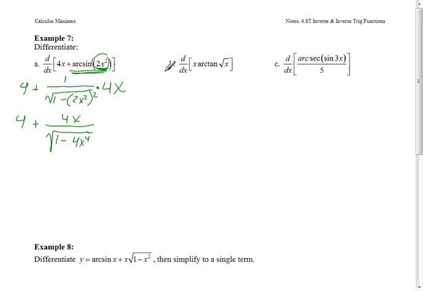Moving on to the next one. It looks like we're going to have a product rule here. And then on this part, the arctan part, we have x to the 1/2 power.